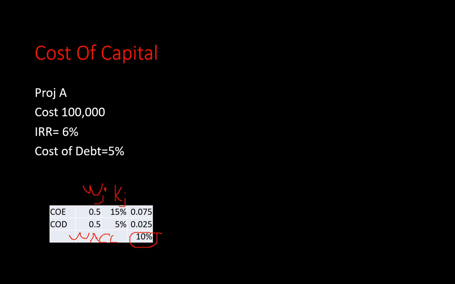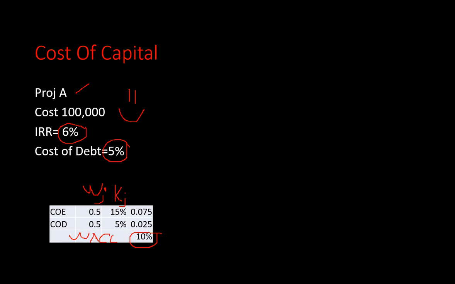Is this a good investment? Assuming that as of the present, the only source of financing is liability and the cost is 5%. So you're going to borrow at 5%, invest that in project A, and you're going to earn 6%. Initially, this is favorable because you will be earning more than what you will be spending.